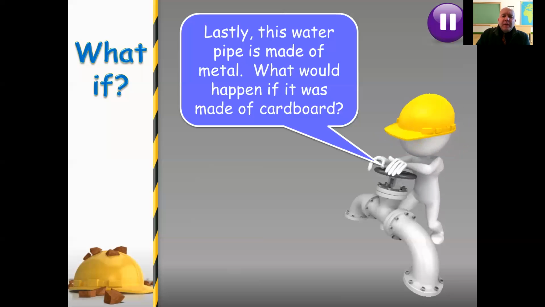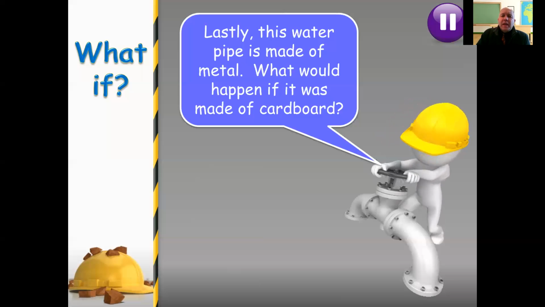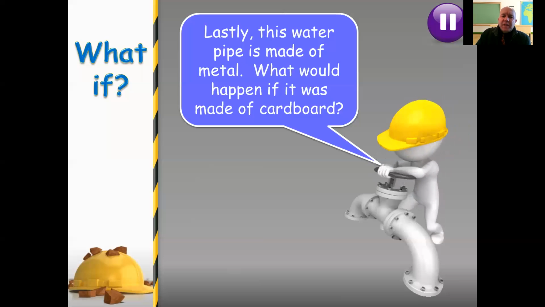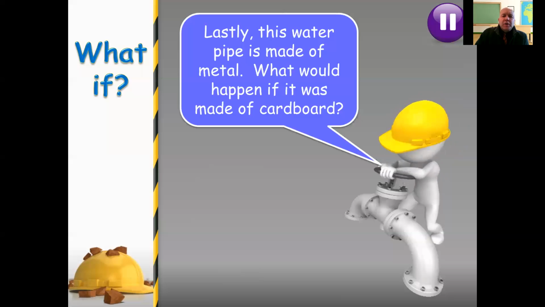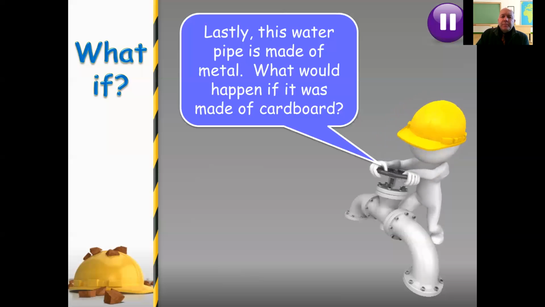So cardboard will be a very, very bad choice for making a water pipe because it doesn't have the qualities, it doesn't have the properties needed to keep the water inside. Now this water pipe is made of metal. Which other materials can you think of that could be used to make a water pipe? What materials can you think of that would keep the water inside and not allow it to seep through, not allow it to escape from the pipe? Have a think.